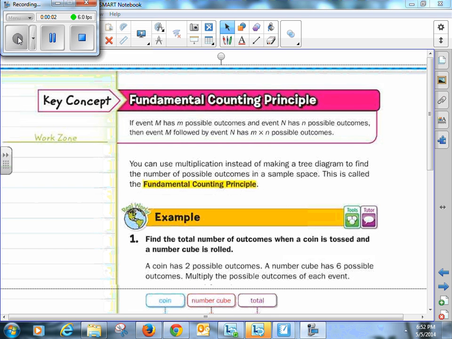Hi, this is section 9.5, the fundamental counting principle.